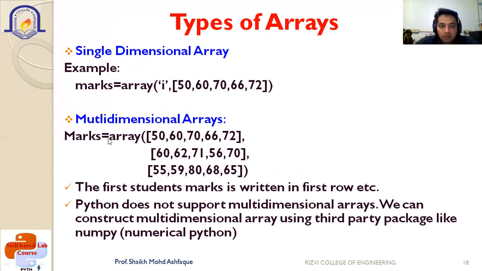Multi-dimensional, we are using marks is equal to array 50, 60, 70, then we are separating it with a comma, then we are inserting the other set of elements, then once again separating by a comma, then another set of elements. So first student marks, basically we can say the first student's marks are written in the first row. But Python does not support multi-dimensional arrays. We can construct it dynamically using a third party package like NumPy. So whenever you want to use a multi-dimensional array, at that time you make sure that NumPy is installed in your system. So you go pip install NumPy.